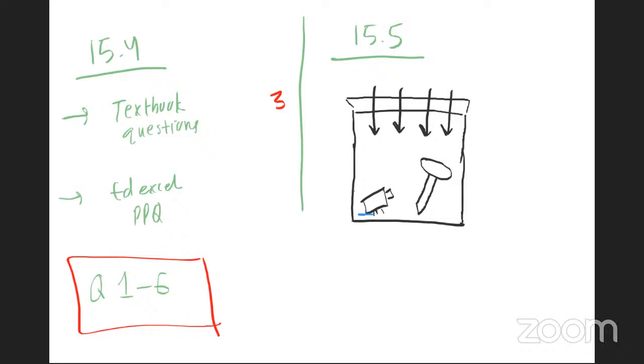Obviously you're going to add some water. You're going to place some water. With no oxygen, the nail isn't going to rust because in order for the nail to rust, it needs oxygen. Okay, so that is one thing.